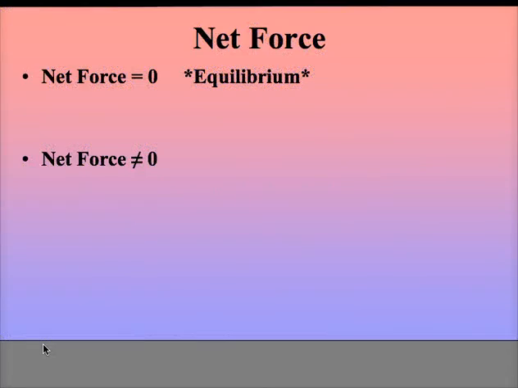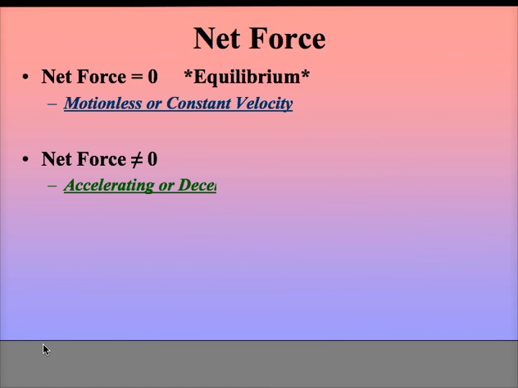When the net force is 0, we say the object is in equilibrium. It's not moving, or it's moving with a constant velocity. When the net force is not 0, that's when an object is accelerating or decelerating. It's moving in some direction or changing its motion in some direction.